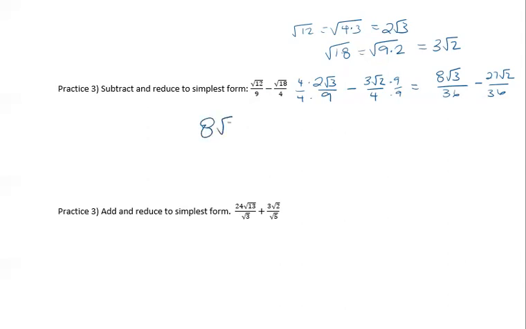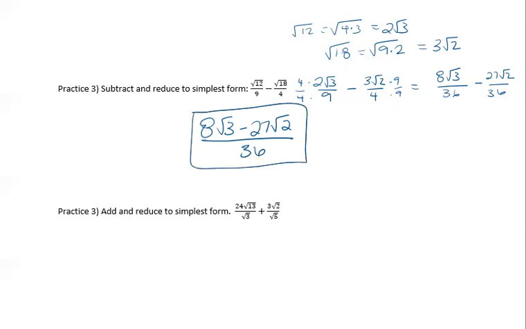So 8 square root of 3 minus 27 square roots of 2 over 36. And unless 8, 27, and 36 have a common factor, I can't reduce. I also cannot actually put these together because this is the square root of 2 and this is the square root of 3, and so I can't combine these. So actually, in the end, this is our simplest form.